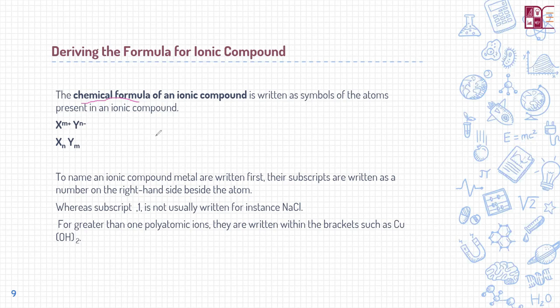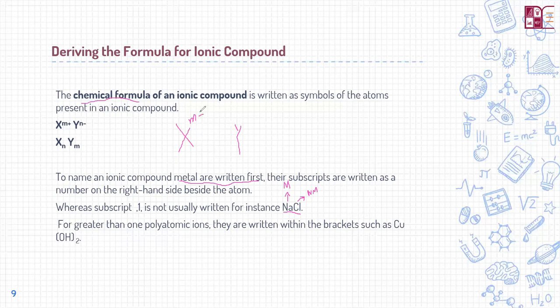They are written as symbols of the atoms which are present in an ionic compound. For example, if I have X and Y as a compound, one more thing, always the metals are going to come first in an ionic compound when you are going to name them. So it's always going to be sodium chloride, right? And Na is always written first because it is a metal. Its symbol is going to come first, and when you name it, it's also going to come first, sodium chloride. And the non-metal is always written after the metal.